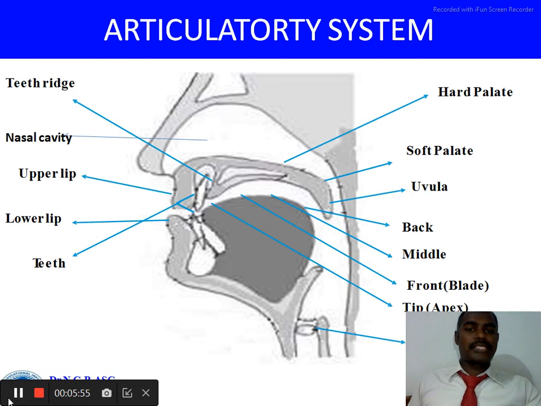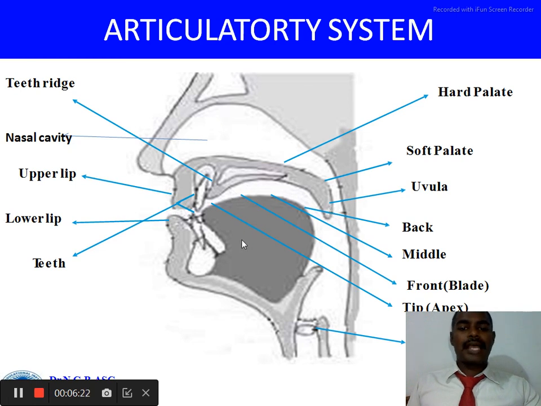So next, the articulatory system. This is the main important system in our speech organs for producing sounds. The first one is the nasal cavity, and this part is called the teeth ridge. This is our upper lip, and this is our lower lip. This is our teeth, and this part is called the hard palate. This part is called the soft palate. This part is called the uvula.